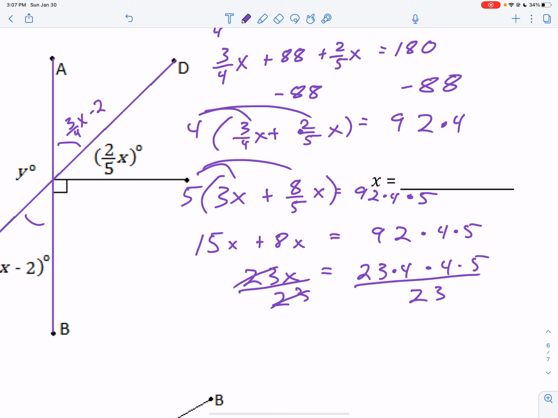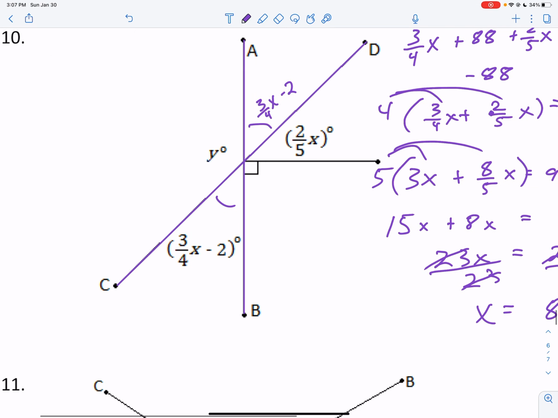Your calculator can also give you this answer. 4 times 4 is 16 times 5 is 80. Doesn't really matter what you did. You're going to get 80 as your measure for x.